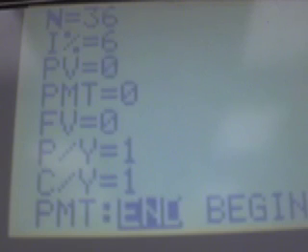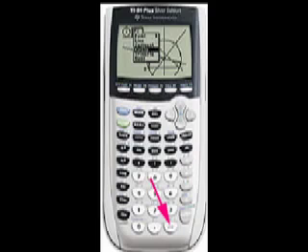Now, suppose we are investing $5,000 for 3 years in an account paying 6% interest compounded monthly. We already have N equals 3 times 12, or 36. You can enter it either way. We have I% equals 6, and now we enter PV equals negative 5,000. Be sure to use the negative number key immediately to the left of the Enter key. Do not use the subtraction key.